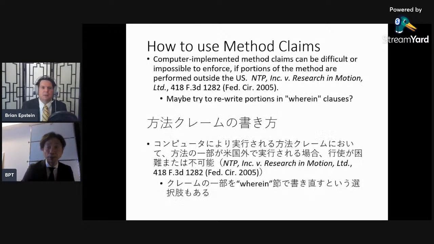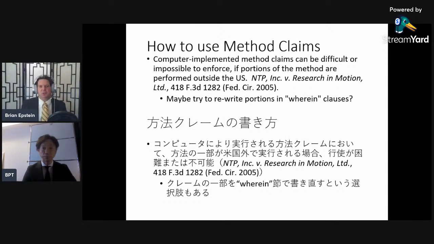Sure. So we talked about prosecution. Let's talk briefly about enforcement. Computer implemented method claims can be difficult or impossible to enforce if portions of the method are performed outside the US. And this is just from the NTP versus RIM case from 2005. I don't know anything that's addressed this issue head on. The issue pertains to extraterritoriality.